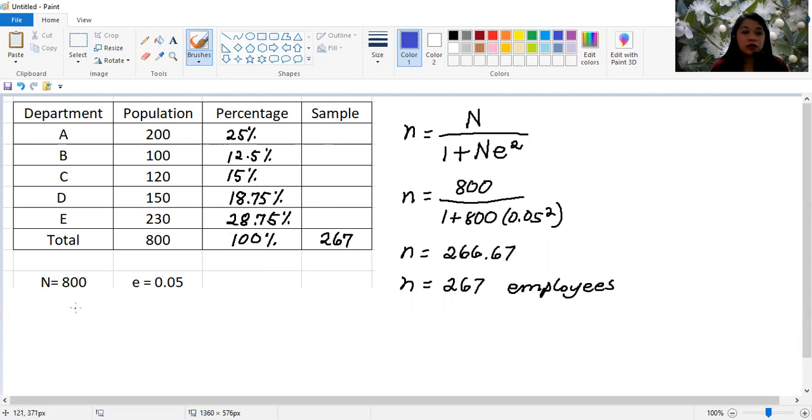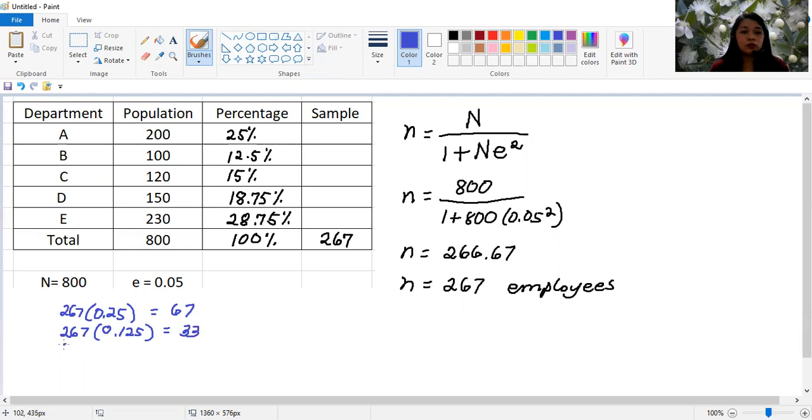So 25% of the 267 should be randomly selected from Department A. So 267 times 0.25. So this is 67. So we round this off. And then 267 times 12.5%, or 0.125. So this is 33.